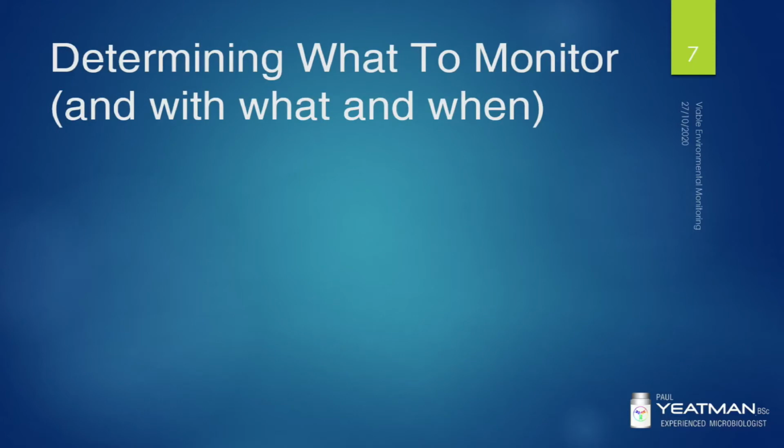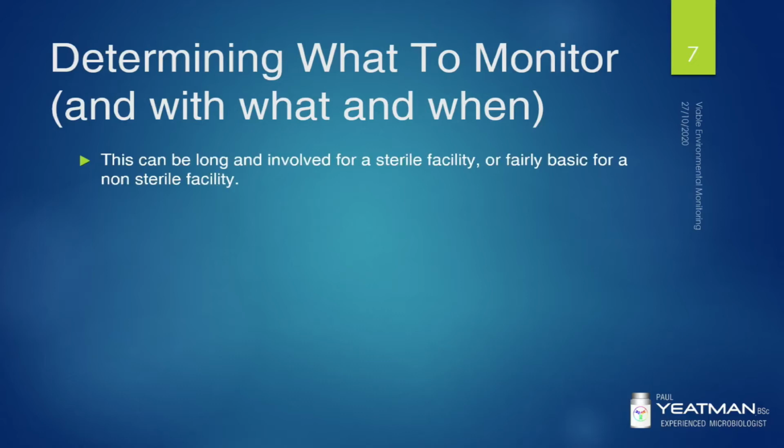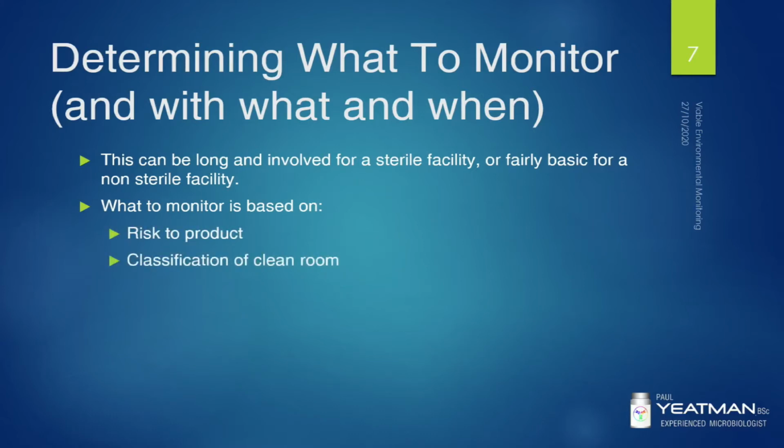How does one determine what to monitor and with what and when? This can be long and involved for a sterile facility or fairly basic for a non-sterile facility. What you monitor is based on a number of factors: the risk to the product, the classification of the clean room, whether activities are happening under laminar flow or not, and the type of product manufactured, be that injectables, oral, topical.